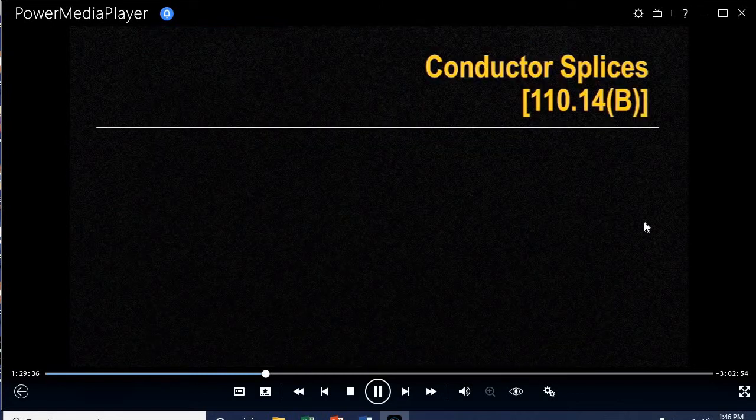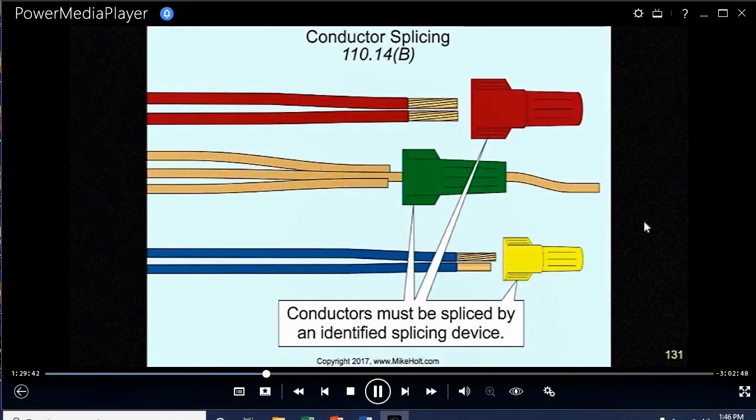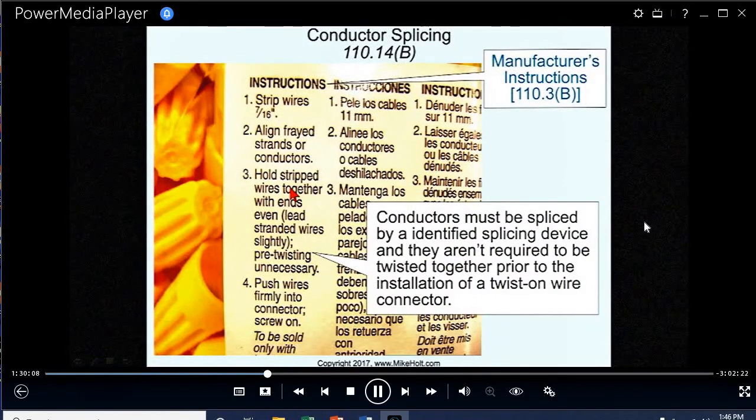Okay, let's talk about splicing. 110.14(B), conductor splicing. Well, let's just talk about wire connectors. Wire connectors must be spliced by an identified splicing device. You know, a wire connector is identified as an identified splicing device. Different people handle it differently. I'm sure different people in different organizations believe that all wires should be twisted together first before they put a wire connector on there. Some guys are like, I don't think so. The product standard says this, and it's on the packaging. Here's the identification: hold and strip wires together with the ends even, lead stranded wires slightly, pre-twist if necessary.